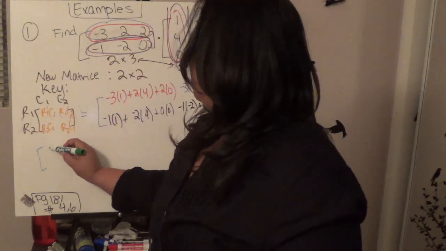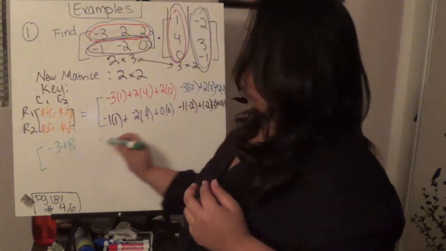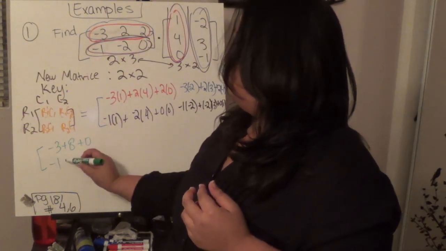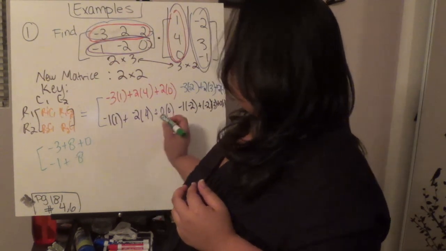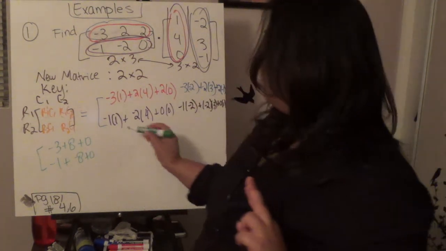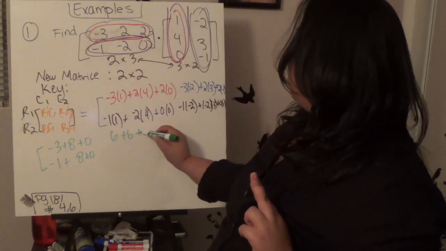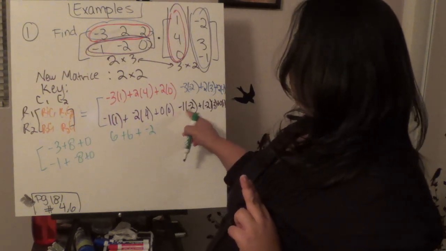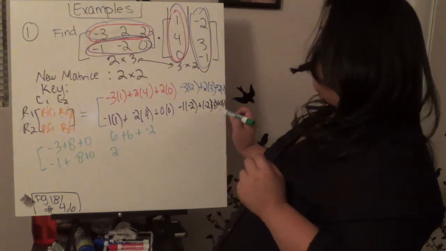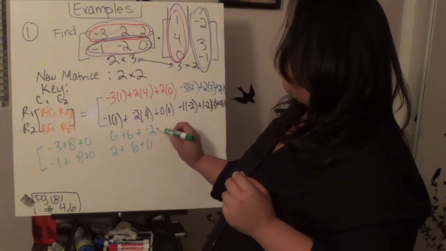Negative 3 times 1 is negative 3, plus 2 times 4, which is 8, plus 2 times 0, which is 0. We have negative 1 times 1, which is negative 1, plus negative 8, plus another 0. Negative 3 times negative 2, 2 negatives make a positive, so we have 6 plus 6, and then 2 times negative 1 is plus negative 2. This is also 2 negatives, so we're going to have positive 2. Negative 2 times 3 is plus negative 6, and then 0 times 1 is 0.